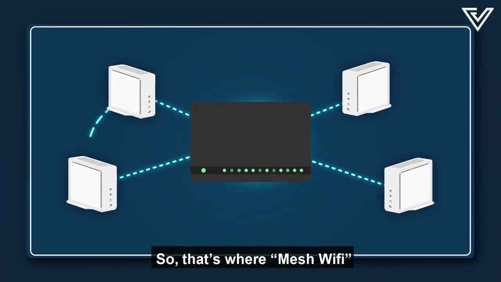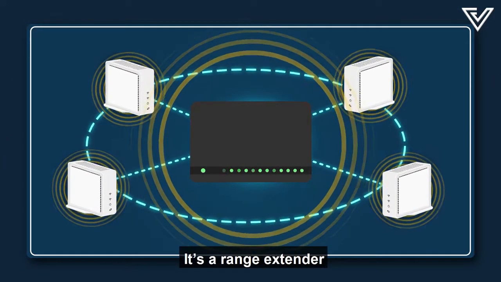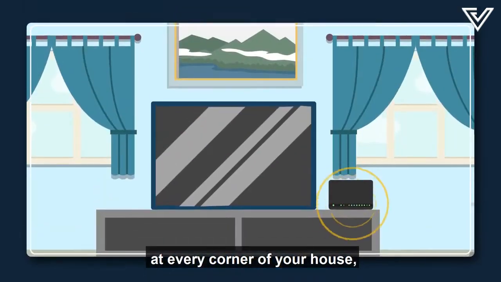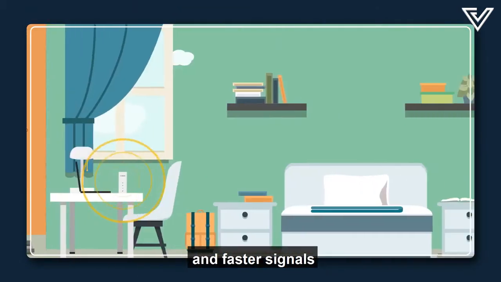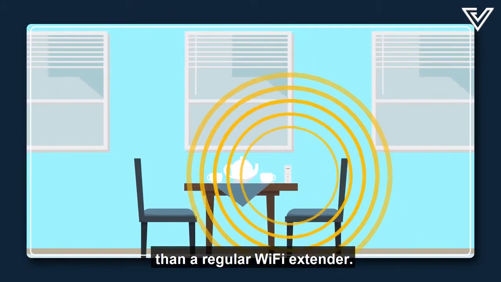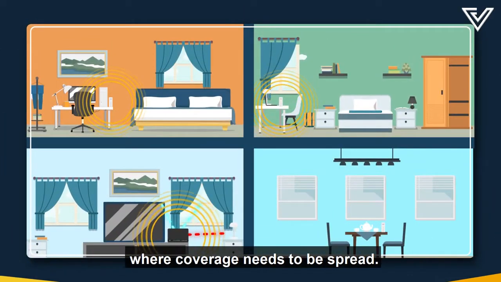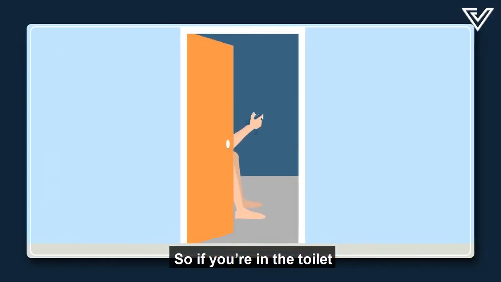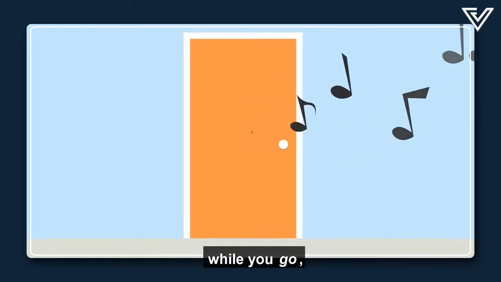So that's where mesh Wi-Fi comes in. It's a range extender that eliminates dead spots at every corner of your house to give you stronger and faster signals than a regular Wi-Fi extender. And you can even choose where the coverage needs to be spread. So if you're in the toilet and want to watch those K-dramas while you go, now you can.